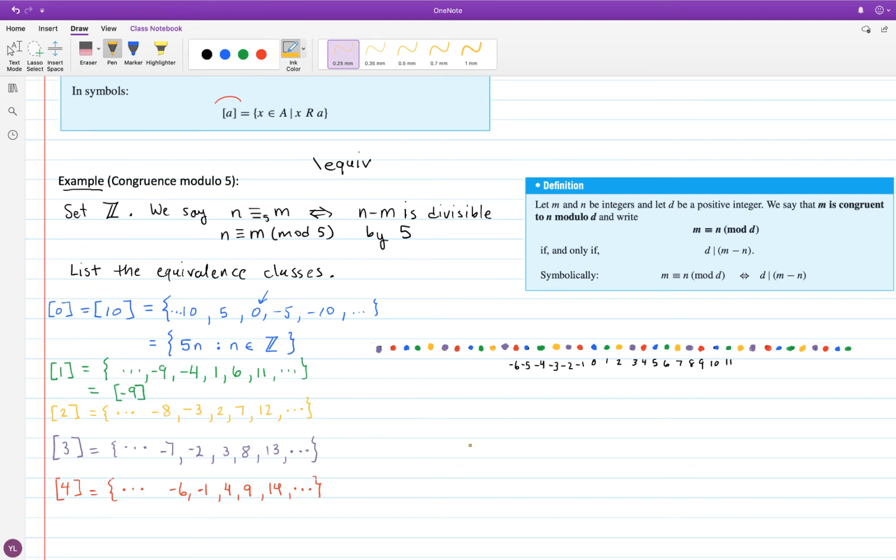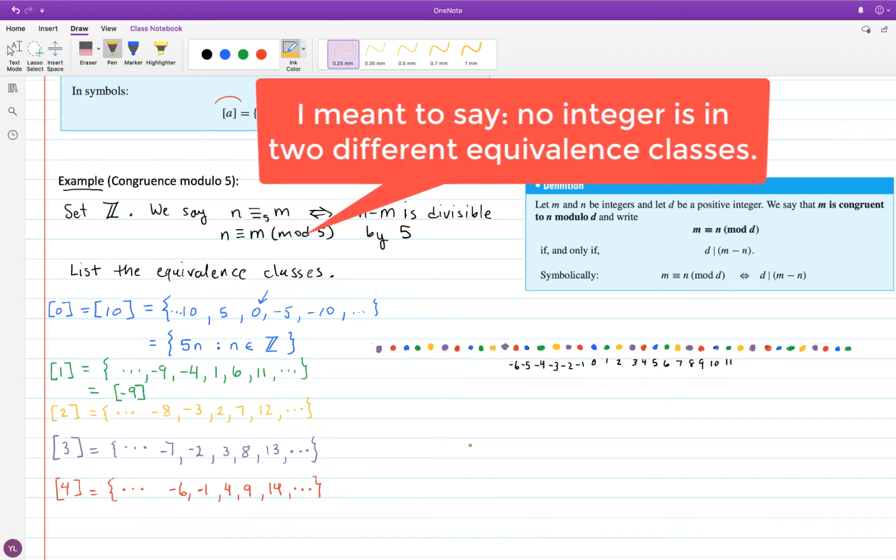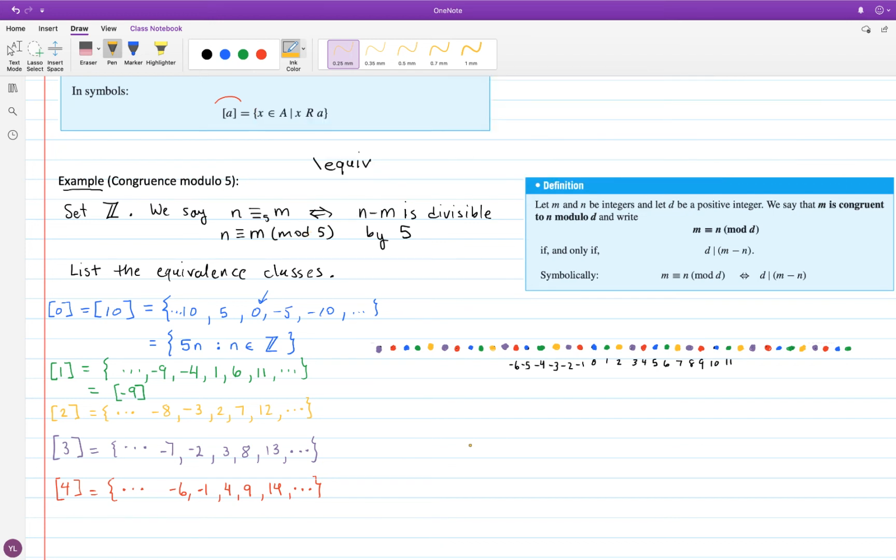Here's some other observations. No integer is in two different equivalence classes. Like, you can't be equivalent to 2 mod 5 and also be equivalent to 3 mod 5. So the equivalence class of 2 and the equivalence class of 3 are disjoint subsets of Z. And in fact, if you take these 5 sets all together as a collection, you would call it a mutually disjoint collection of subsets of Z. None of them hit each other. Moreover, every single integer is equivalent to something mod 5, namely itself, and many others.